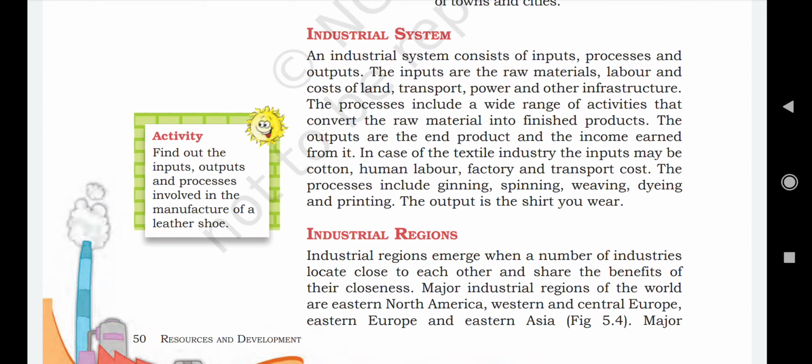Here one example is given. In the case of the textile industry, inputs mean cotton, human labor, factory and transport costs. The process includes ginning, spinning, weaving, dyeing and printing, making threads and then making a shirt or pant or anything else, and the output is the shirt. What is the output of cotton? The shirt which we are wearing, the dhoti which we are wearing, the gamcha which we are using. And after selling that shirt in the market, they get income.